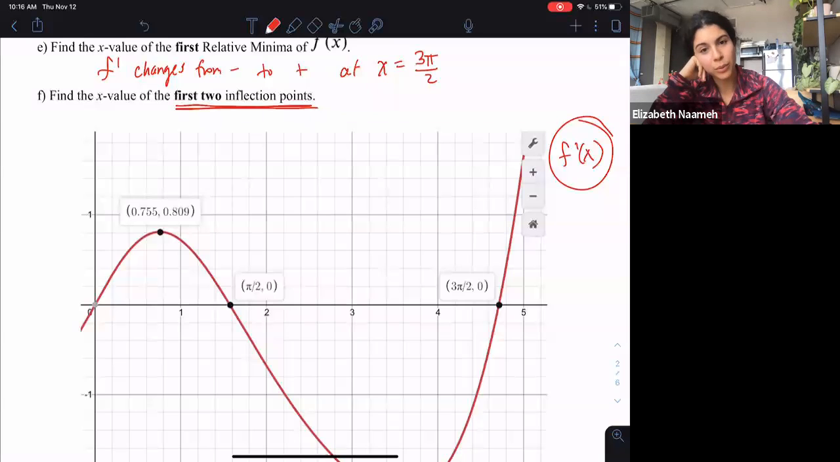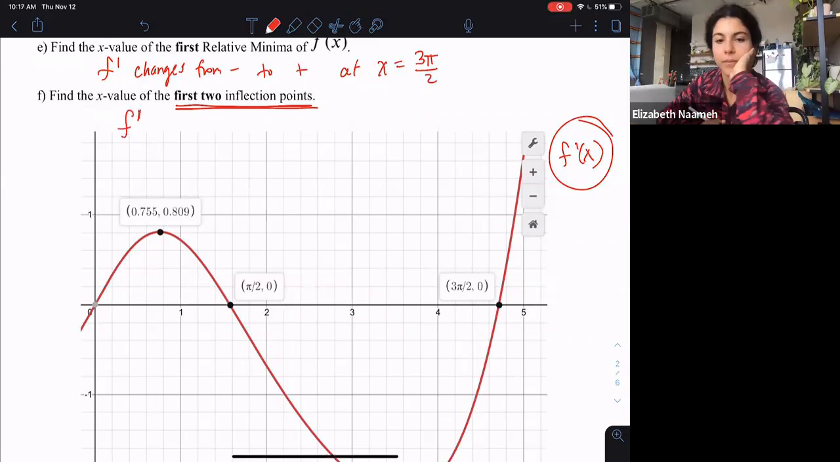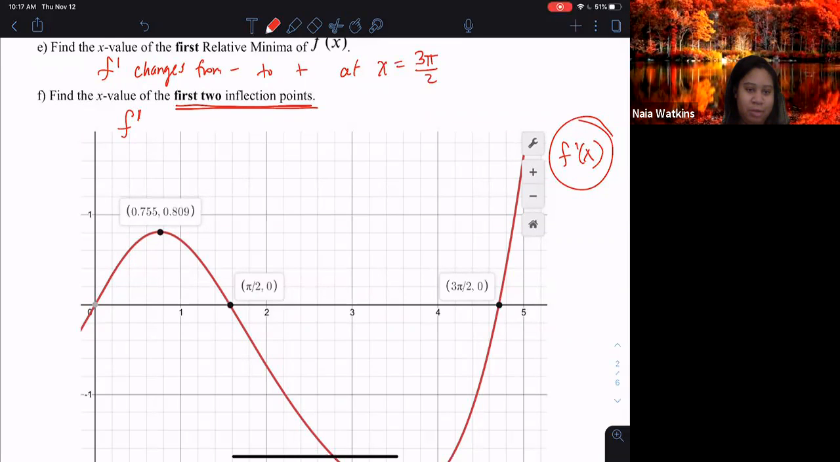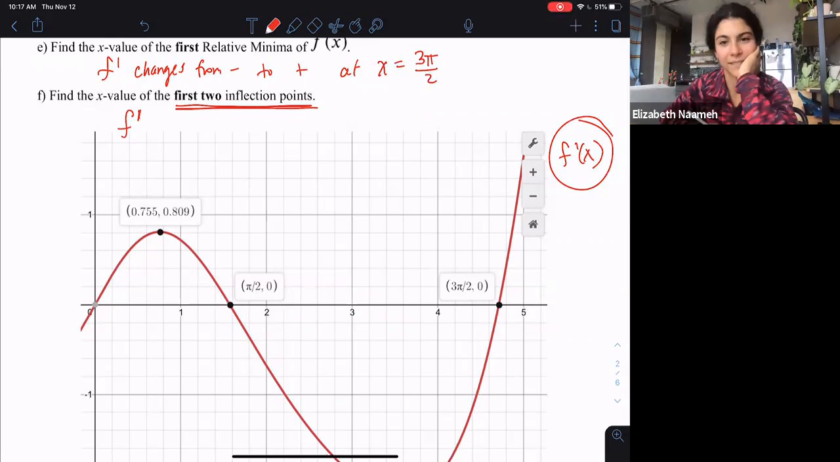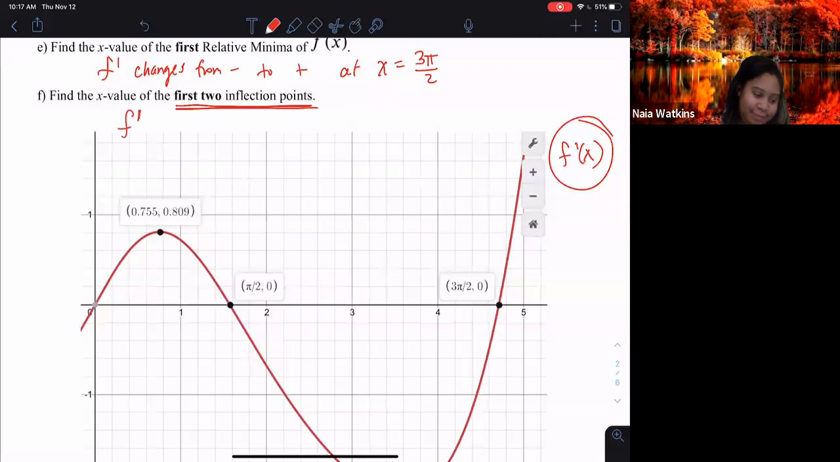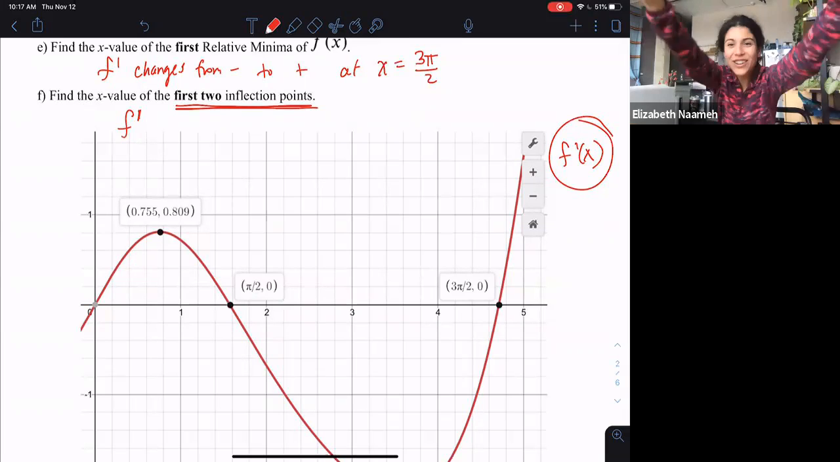If I have an inflection point on F, what does that mean about F prime? It equals 0 or switches sign. Isn't it a critical point? It's a critical point, Naya. Bridget? It switches from increasing to decreasing or decreasing to increasing. Thank you. There you go.